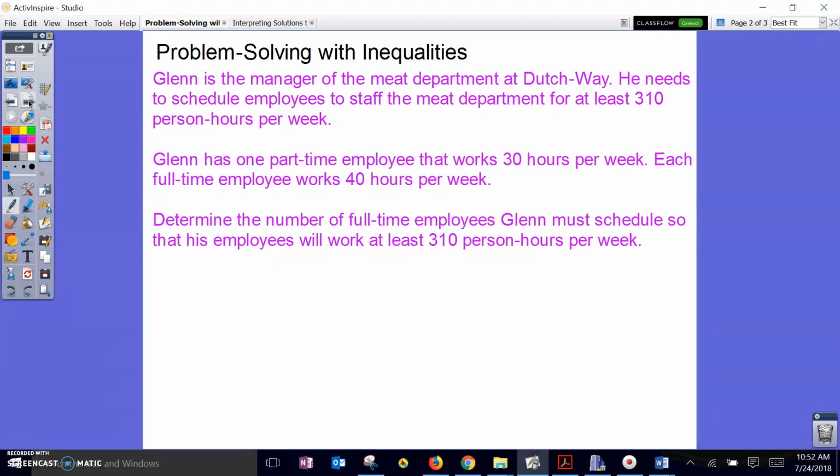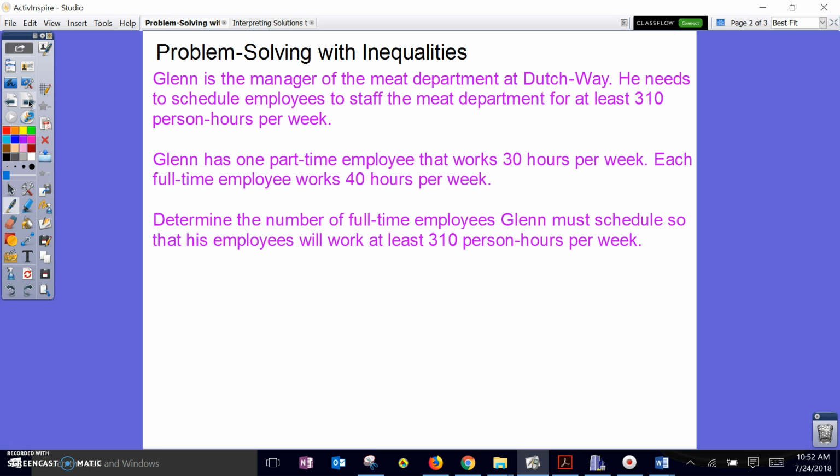Glenn is the manager of the meat department at Dutchway. He needs to schedule employees to staff the meat department for at least 310 person hours per week. Glenn has one part-time employee that works 30 hours per week. Each full-time employee works 40 hours per week. Determine the number of full-time employees Glenn must schedule so that his employees will work at least 310 person hours per week.